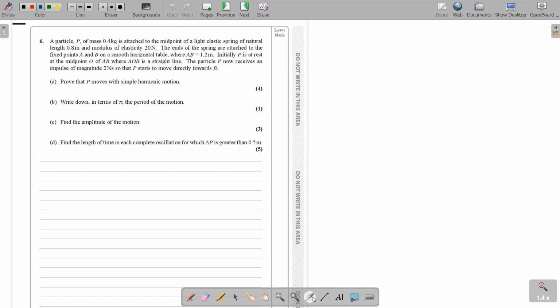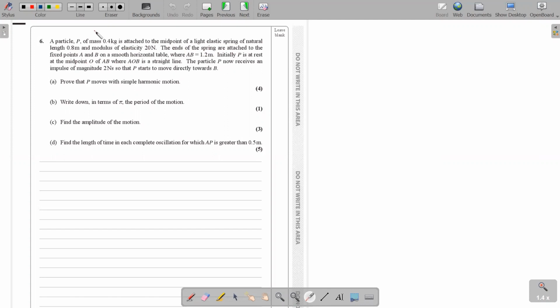Okay, moving on to question 6. A particle P of mass 0.4 kilogram is attached to the midpoint of a light elastic spring of natural length 0.8 meter and modulus of elasticity 20 newtons. The ends of the spring are attached to the fixed points A and B on a smooth horizontal table.